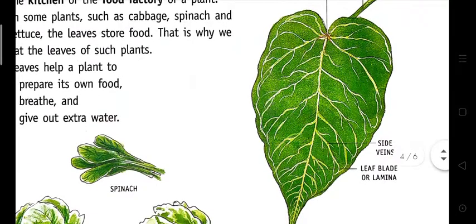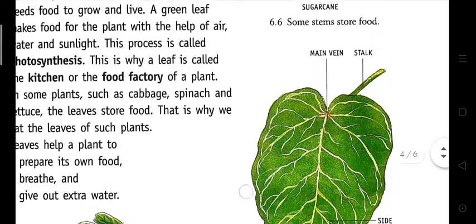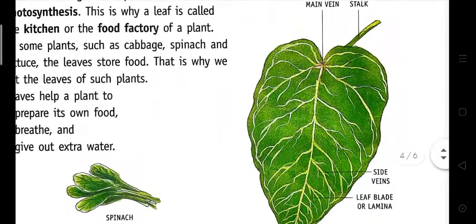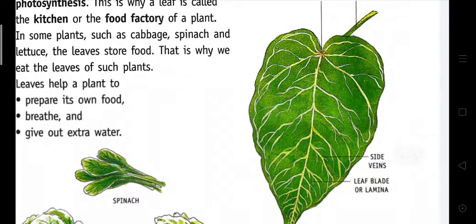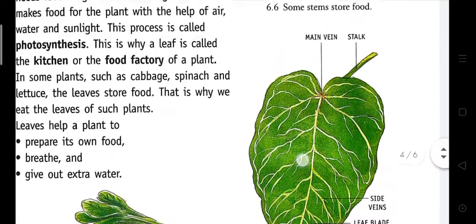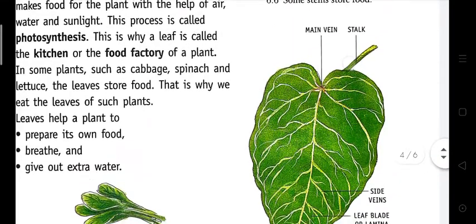There is a main vein in the middle of a leaf, and some side veins grow attached to the main vein. The work of these veins is to carry food and water to the leaf, and it is called the stalk. By the stalk, the leaf is attached to the stem.